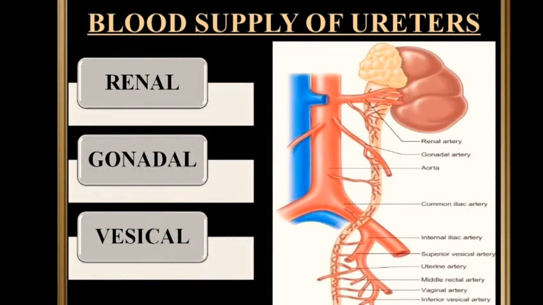Now next is the blood supply of the ureters. The upper ureter is supplied by the renal artery and by branches from the gonadal artery. The arterial supply of the middle ureter is derived from the common iliac arteries and the gonadal arteries. And the lower part of the ureter is supplied by the vesical arteries. So that is all about the blood supply of the ureters.